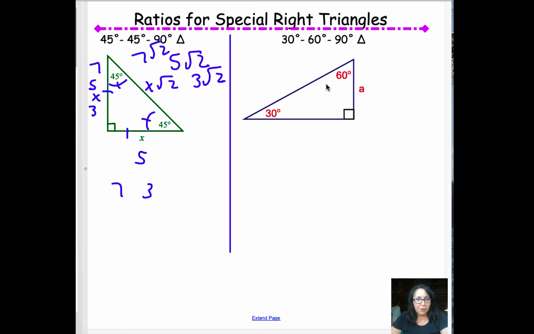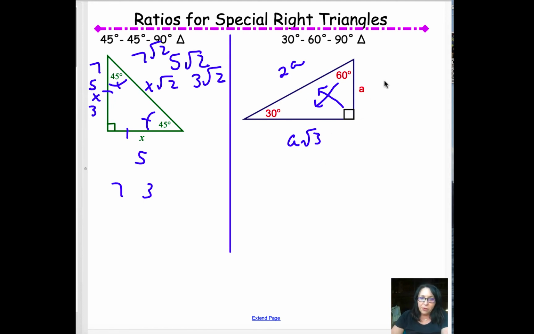For a special right triangle that's a 30, 60, 90, I like to call the value opposite 30 degrees a, but that's going to change, and you can call it other values, but I like to call it a. Across from the 90 is going to be 2a, and across from the 60 is going to be a root 3. Be careful of that, because a lot of people think that because 60 is twice 30, that's going to be 2a, but that's not. Across from the 60 is a root 3, across from the 30 is a, and across from the 90 would be twice a.